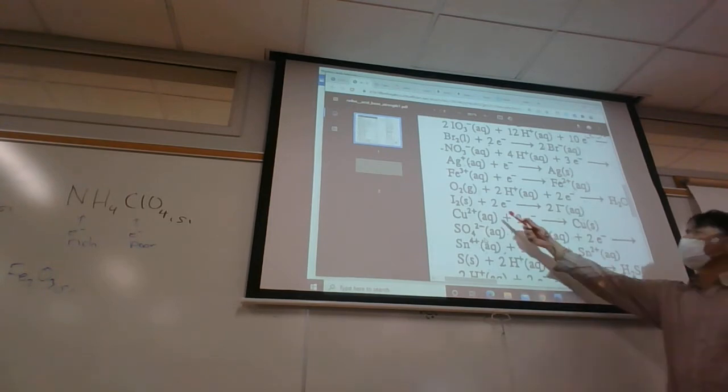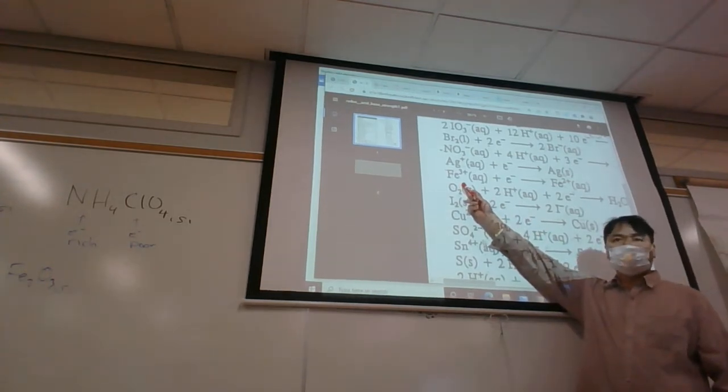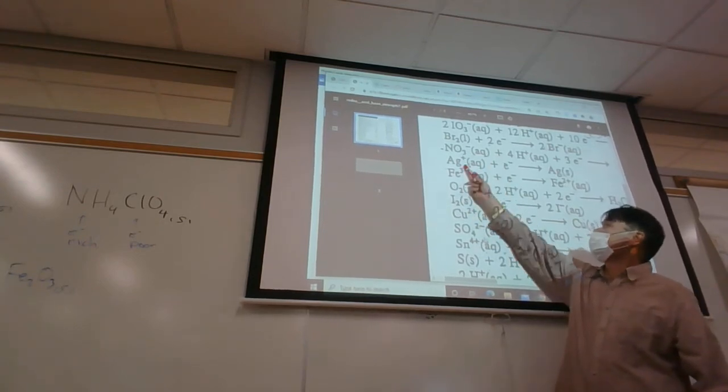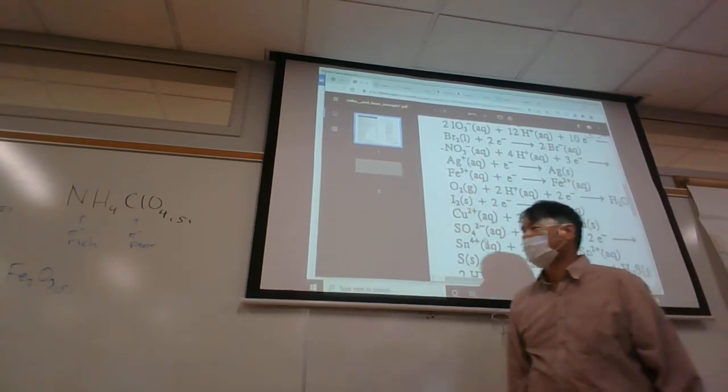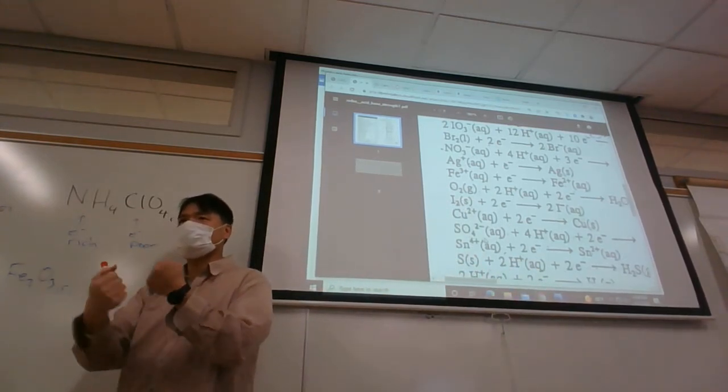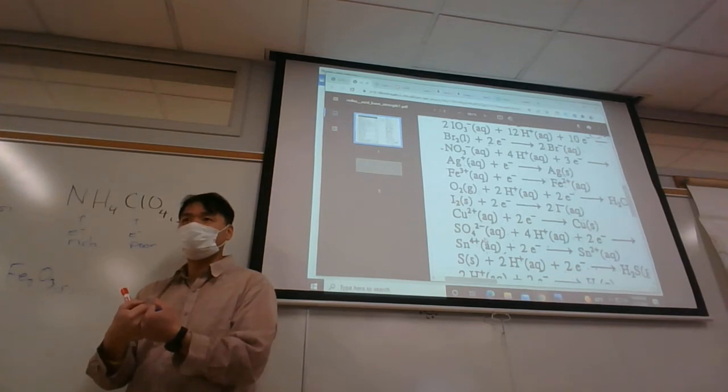Iron +3 is a pretty good oxidizer. Like here's nitric acid, here's silver ion. Silver ion is a great oxidizer as well. But the problem is this is a very strong lattice, so the iron 3 is kind of locked in the lattice, so it's not very reactive.